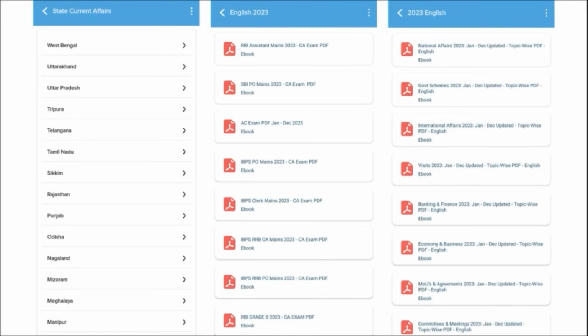Then for the students who are preparing for state exams, they will be also beneficial here, as we will make sure to provide state-wise current affairs for them. Apart from this, we also make sure to cover the topic-wise current affairs such as your national affairs, government schemes, international affairs, banking and finance, economy and businesses, as these are the topics from which the examiner definitely asks the question, and these are covered on the monthly basis.